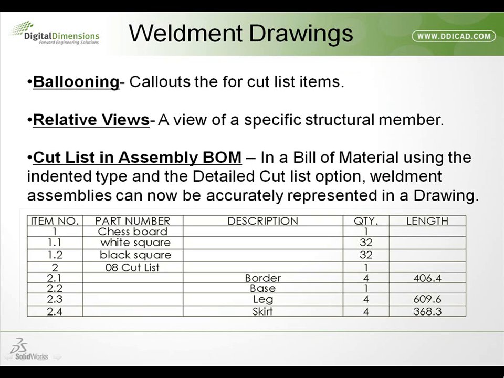Weldment Drawings. We can add balloons to our weldment structure. The callout shall match the cut list table. Relative views. We can add individual views of specific structural members to call out further detail. New to SOLIDWORKS 2009, we have the ability to show our cut list in an assembly bill of materials.